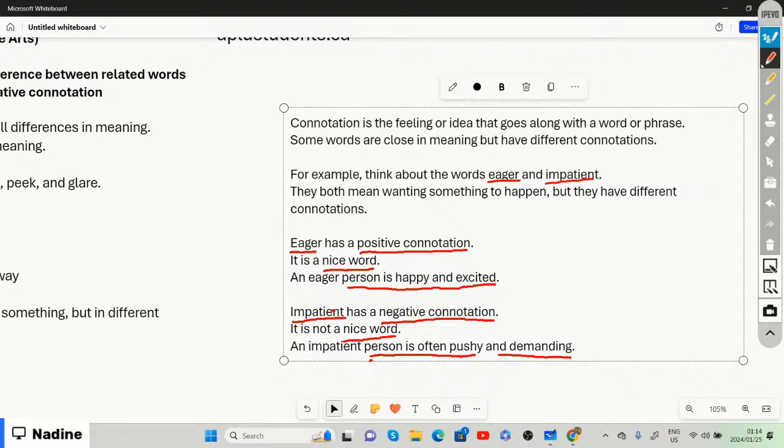Whereas an eager person, right, is happy and the eager person is excited. And that is why we're saying both meanings, right, which is eager as well as impatient, both of them mean wanting something to happen. So both want something to happen, but the connotations are different. Eager has a positive connotation, and impatient has a negative connotation.